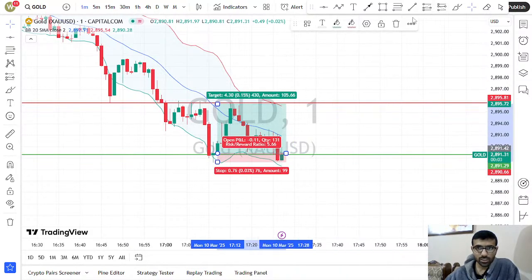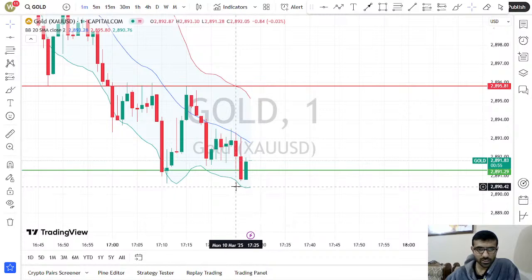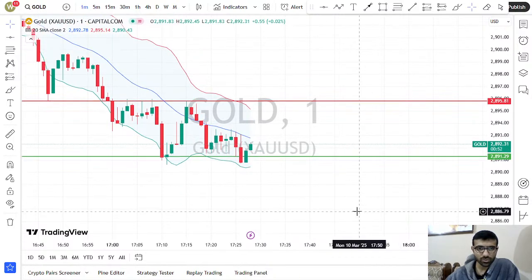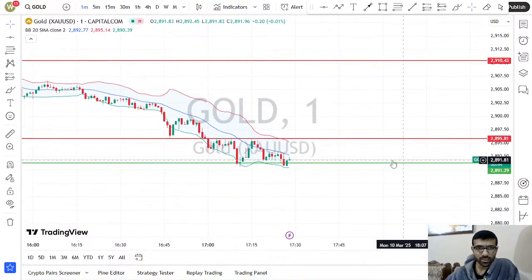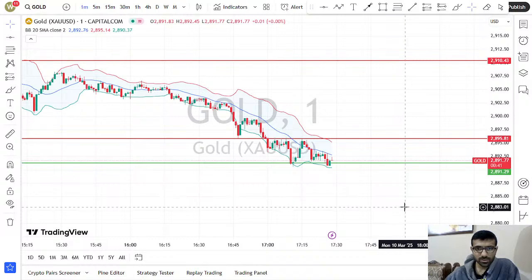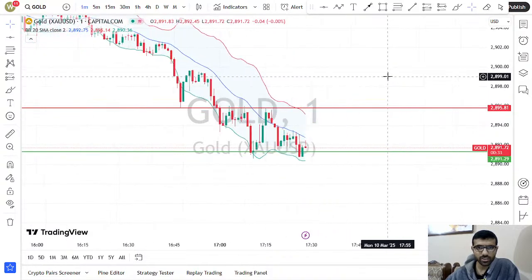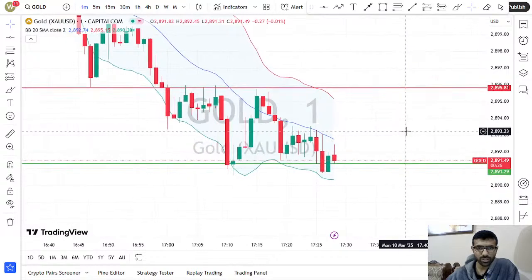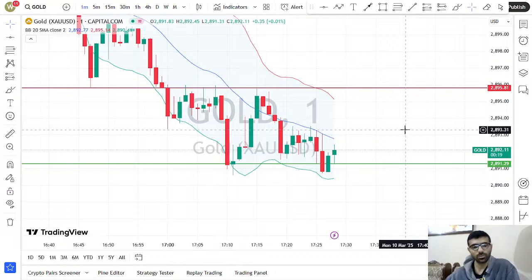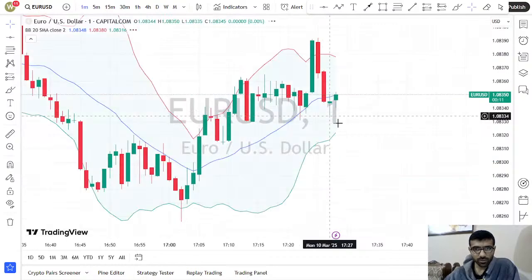Okay, so let me close this, and in this gold pair, market has not touched my marked area of Bollinger. So let us wait and watch how the market behaves. Okay, so as you guys can see, in gold we have not really gotten the opportunity to trade up till now, but as soon as market gives us a good opportunity, then we will trade in this gold as well. Meanwhile, let us go to another chart of euro. Okay, let us open euro USD of capital.com.